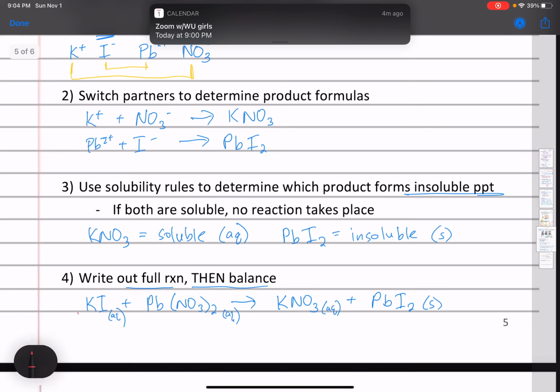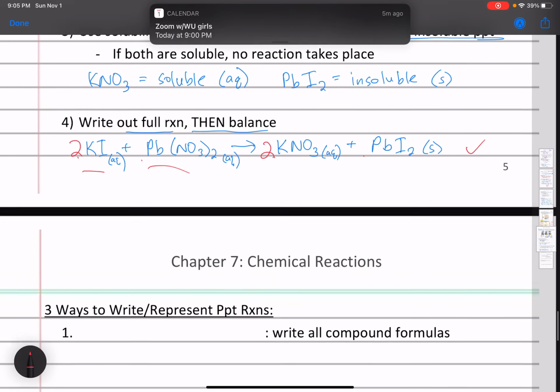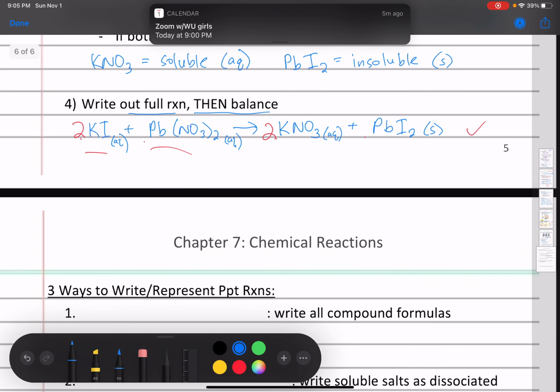So let's see, my potassiums are equal on both sides. Lead is equal on both sides. Iodine is not. If I put a 2 here, now I have 2 iodines. And now I need to fix my potassiums, so I'm going to put a 2 over there. Now I've got 2 potassiums, 2 iodines, 1 lead, and 2 nitrates on both sides. Check, we are balanced. So this would be the full balanced equation for the precipitation reaction that occurs between potassium iodide and lead nitrate. This equation as written is what we call a molecular equation.